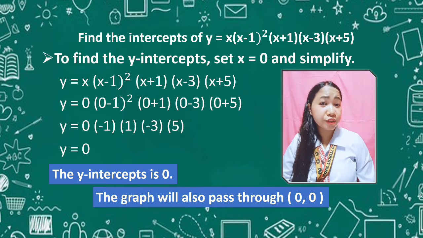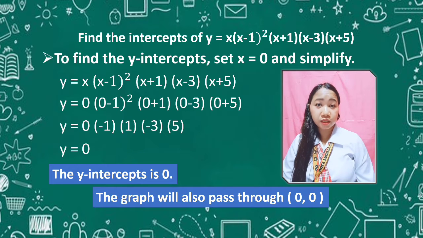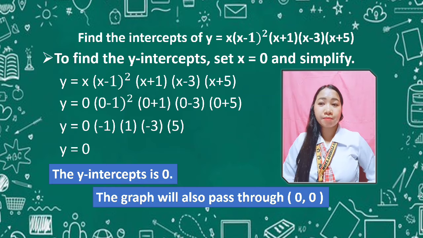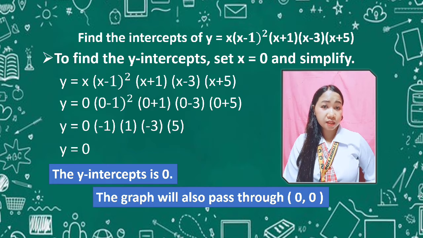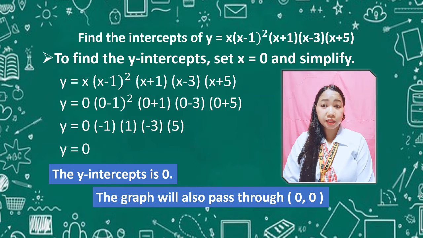To find the y-intercept, set x to 0, then simplify. So we have y equals x times x minus 1 squared times x plus 1 times x minus 3 times x plus 5. Change x to 0, we have 0 times 0 minus 1 squared times 0 plus 1 times 0 minus 3 times 0 plus 5. Let's simplify. 0 minus 1 squared equals 1.